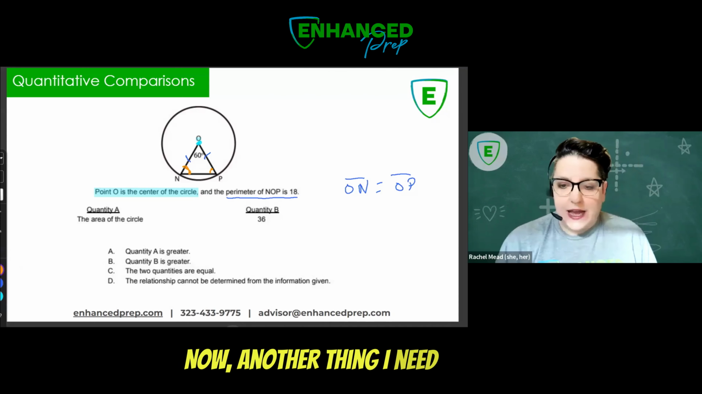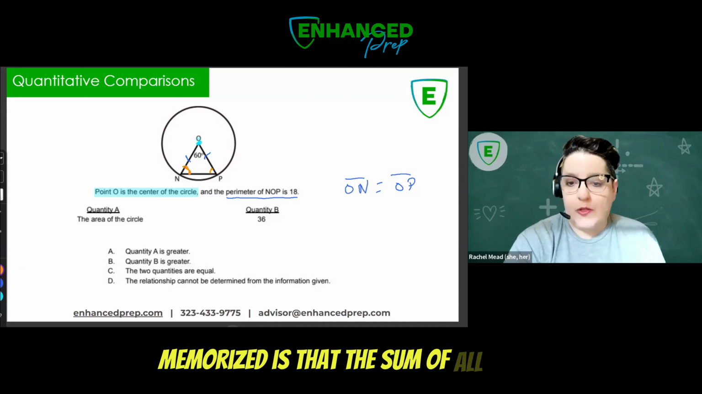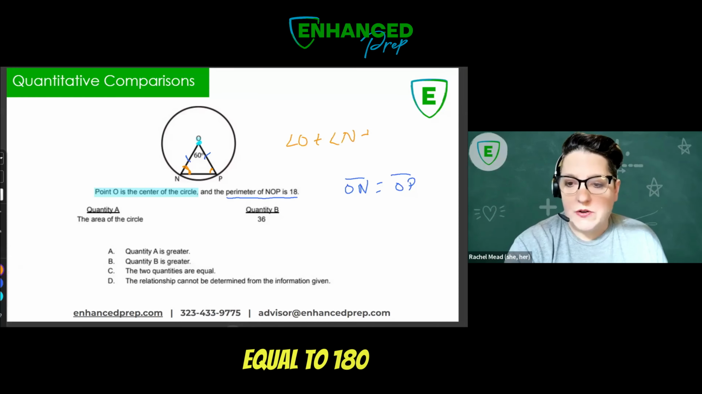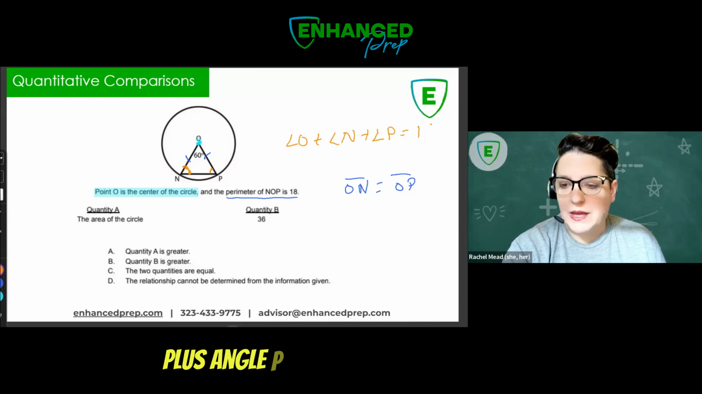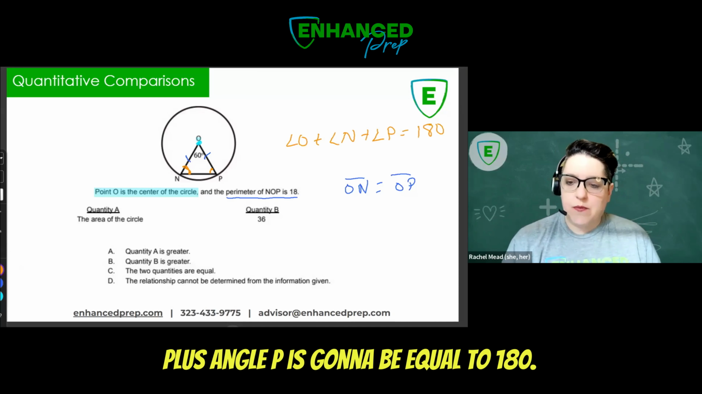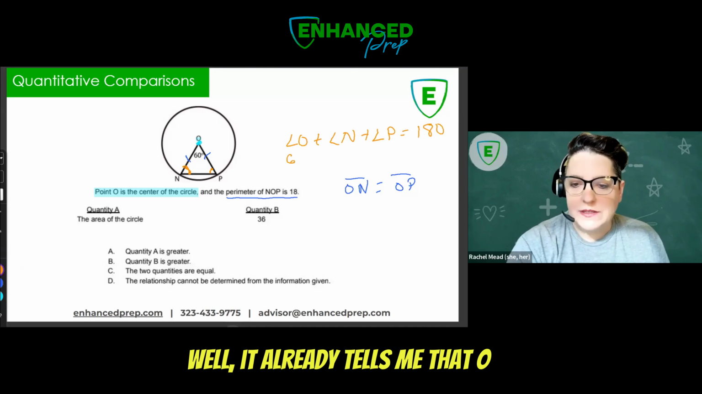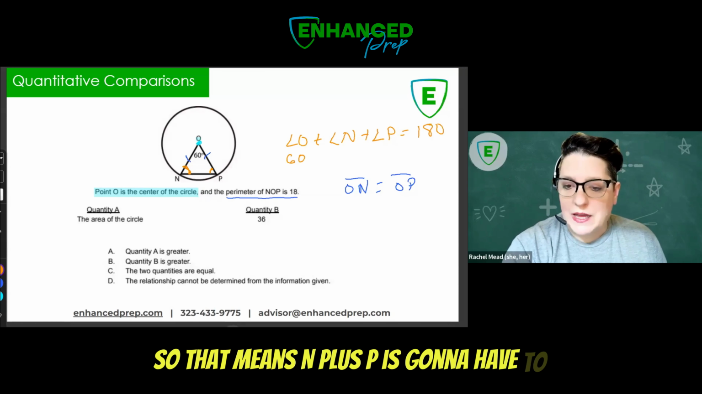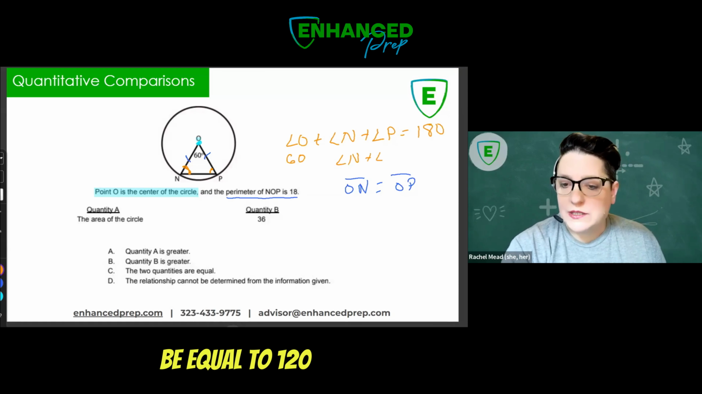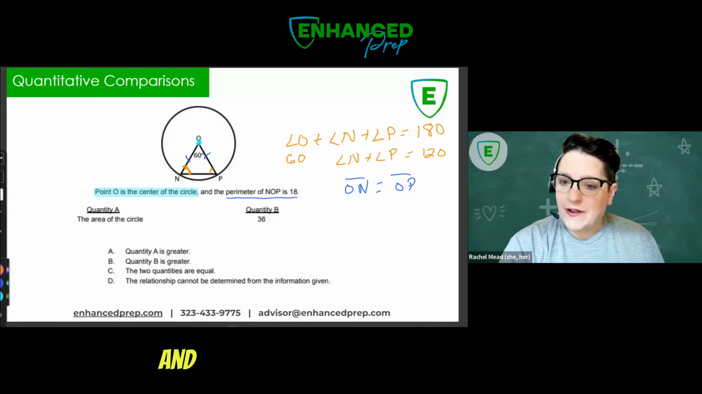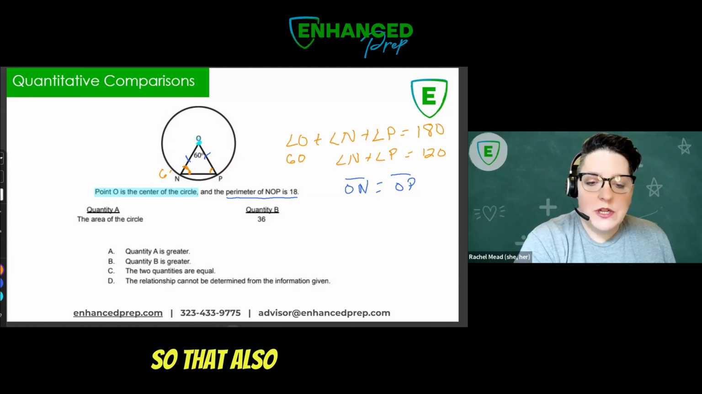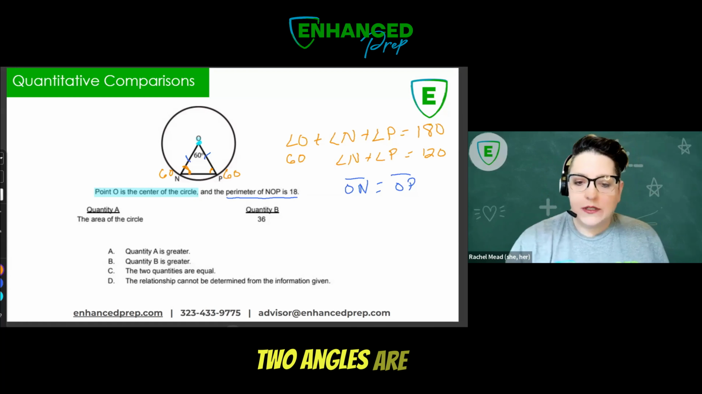Now, another thing I need to have memorized is that the sum of all three angles in my triangle is going to be equal to 180 degrees. So angle O plus angle N plus angle P is going to be equal to 180. Well, it already tells me that O is equal to 60. So that means N plus P is going to have to be equal to 120 when we do that math. And if they're equal, it means that they have the same measure. So that also tells me that both of these two angles are 60.